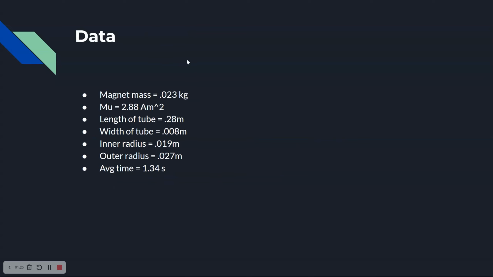So here's some of the base data. The magnet's mass, the mu value, length of the tube, width of the tube, etc. And then at the end, the average time, which we already talked about, the 1.34 seconds.